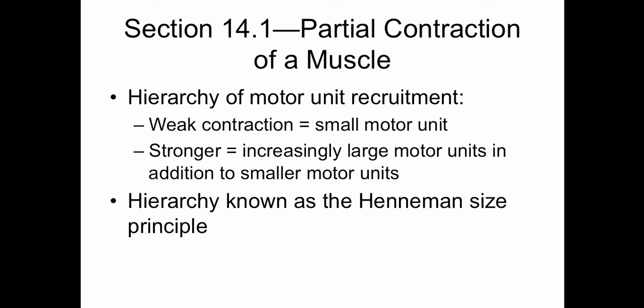Partial contraction of a muscle. There is a hierarchy of motor unit recruitment. In a weak contraction, there is a small motor unit recruitment. In a stronger contraction, there's an increasingly larger amount of motor units in addition to smaller motor units. This hierarchy is known as the Henneman size principle. Generally, smaller motor units are innervated by smaller motor neurons and contain red, slow-twitch muscle fibers.